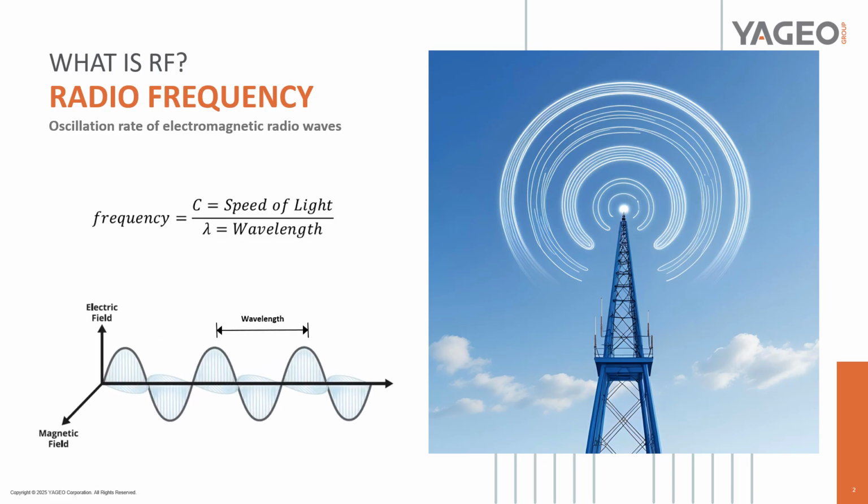Now, the wavelength, if you look at the visual graph below, is defined by the two peak points of the electric field. Now, in an electromagnetic wave, there is an electric field and a magnetic field, and they are orthogonal, or at a 90-degree angle of one another, and they work in tandem.